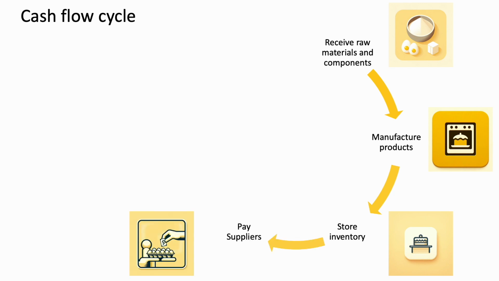4. Pay suppliers. Just like you pay for your ingredients, businesses pay for the raw materials and components they use to make their products. 5. Sell products. You take your cake to a bake sale and sell it. Businesses do the same, but with their products like phones or clothes.